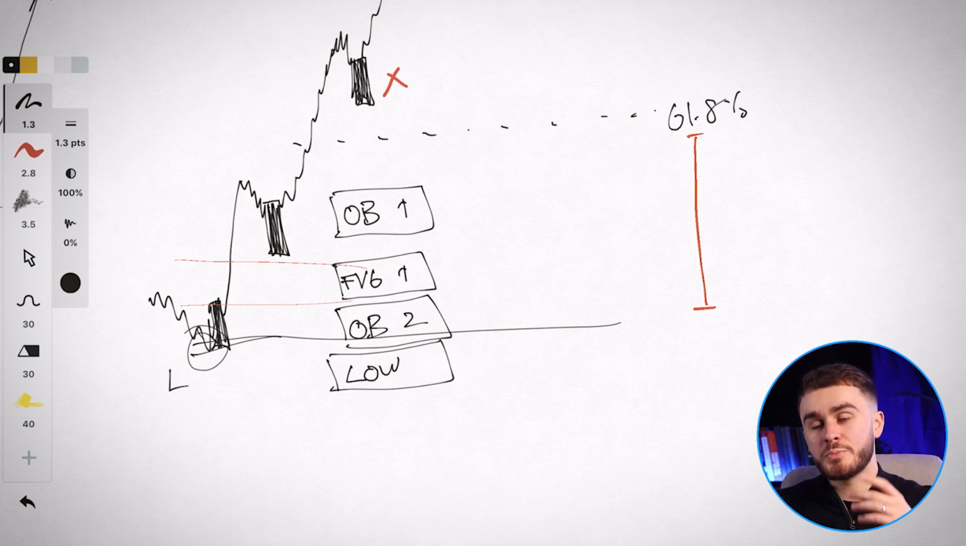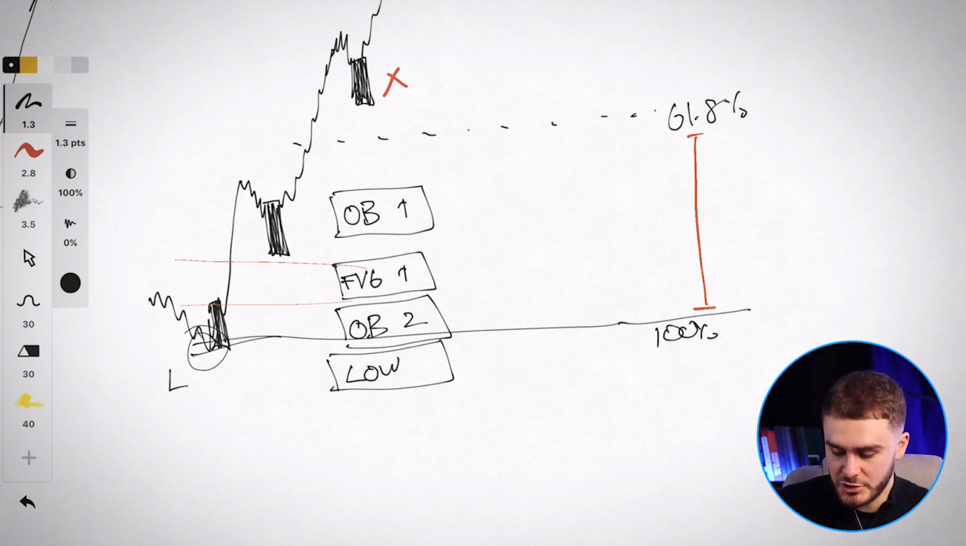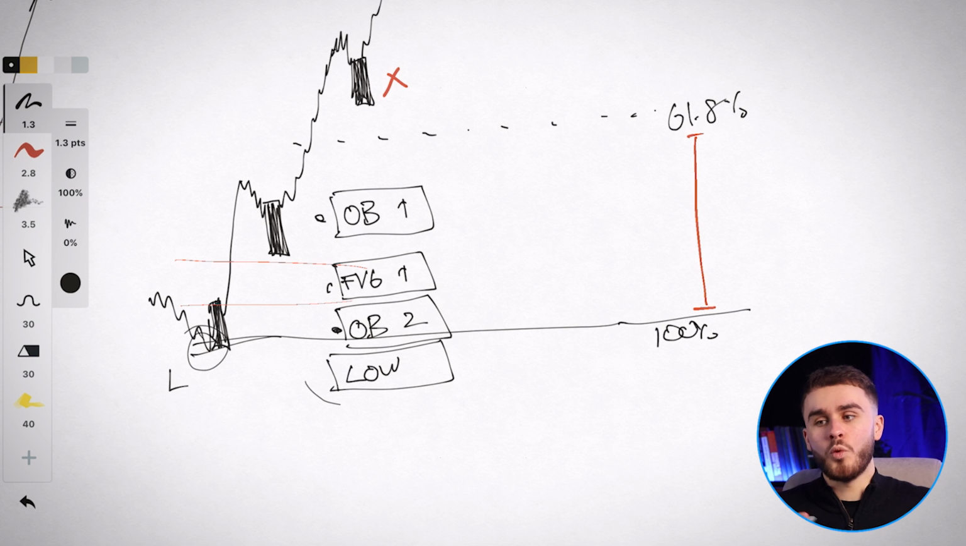Now, the most premium or the most discounted areas are obviously going to be closer towards this 100% retracement. At the 100% retracement, we've obviously got the low. We've then got the most extreme order block. Then we've got the fair value gap. Then we've got the order block 1 pretty much at this 61.8% retracement. So the question lies, what do we actually use? Now this comes down to a few simple things. You're going to have to wait for a little bit of confirmation.